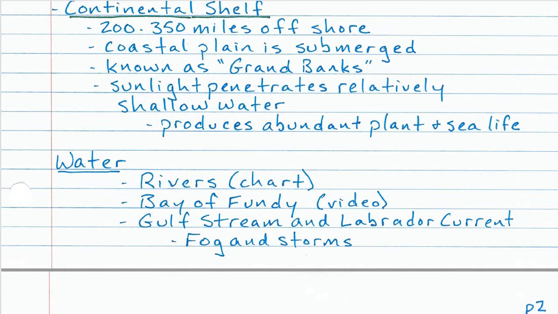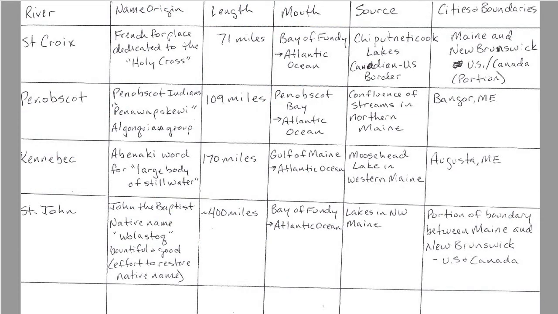And then we also want to take a look at how the Gulf Stream and the Labrador Current interact in this area, which causes lots of bad weather like fog and storms and so forth. The rivers that we're going to take a look at are not monumental rivers in the scheme of things as we look around the other parts of the North American continent. But pause the video here and copy this chart down into your notes.